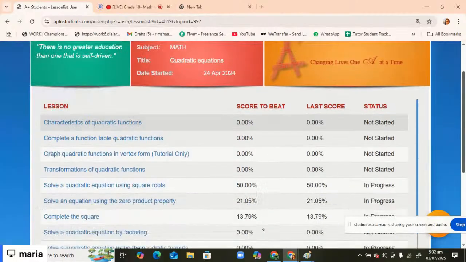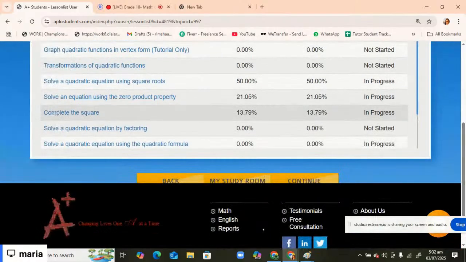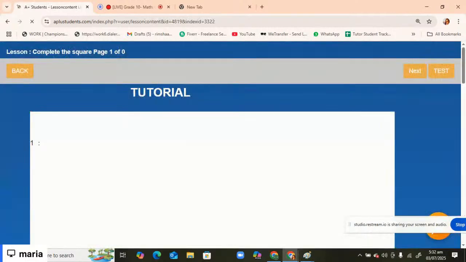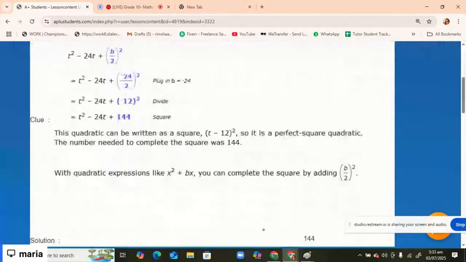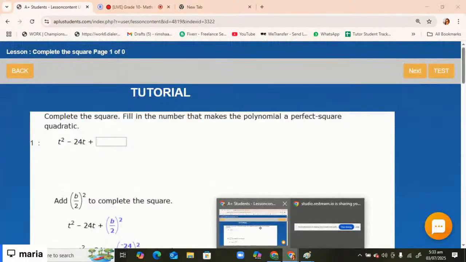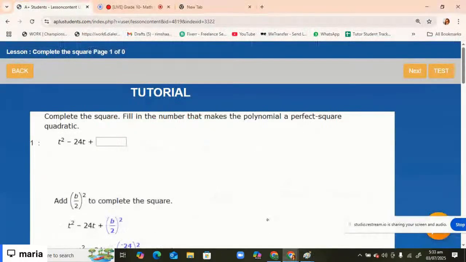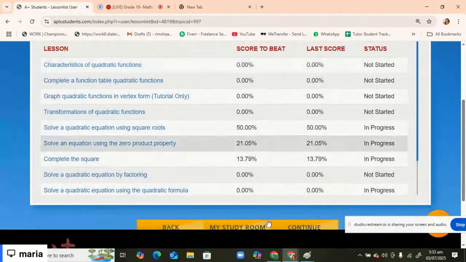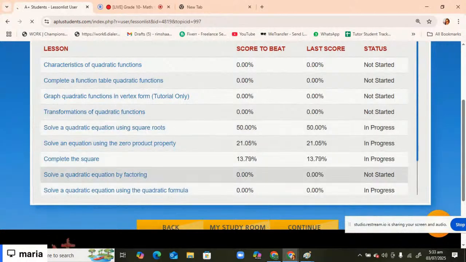Now let's start the last lesson of the day, which is solving a quadratic equation by factoring. This is again the same kind of thing. This is the last lesson. We are already done with the other one. Solve a quadratic equation by factoring.